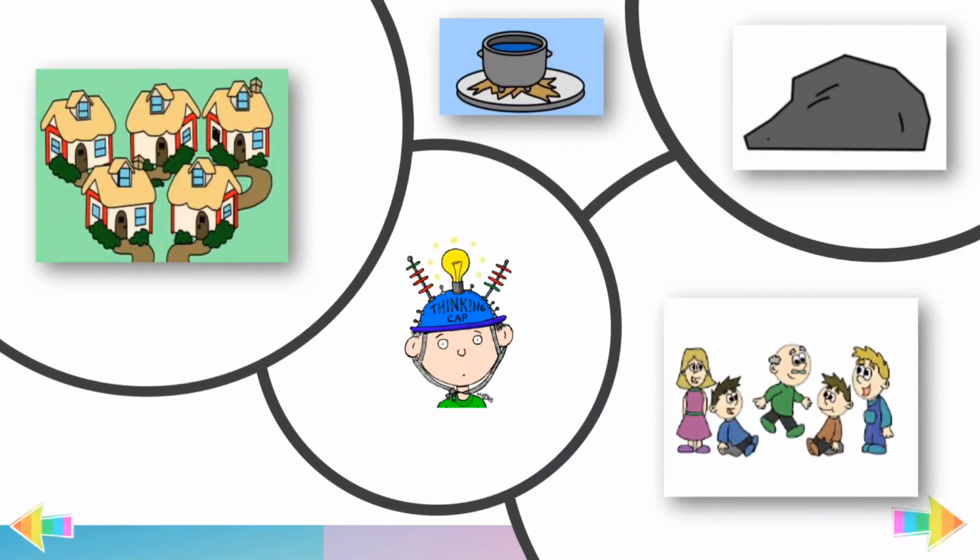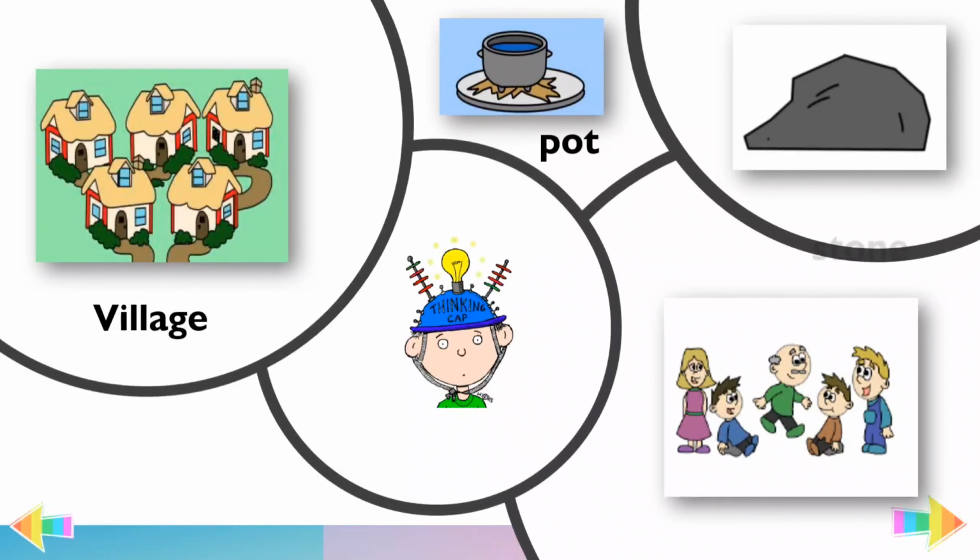I have some pictures here that will help you understand some of the unfamiliar words that you may encounter while reading the story. The first one is village. It is a group of houses and associated buildings larger than a hamlet and smaller than a town, situated in a rural area. The next one is pot. Pot is a container used for storage or cooking.